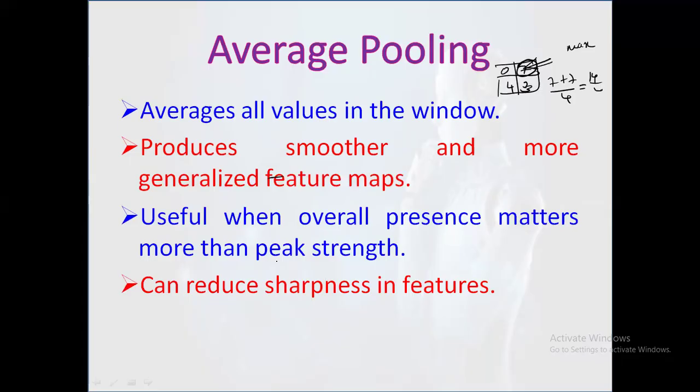However, because it smoothens the values, detailed or sharp features may become less prominent. Therefore, average pooling is typically used in applications where fine details are less important than overall feature presence. So if sharp features are not required, we will go for this type of pooling.